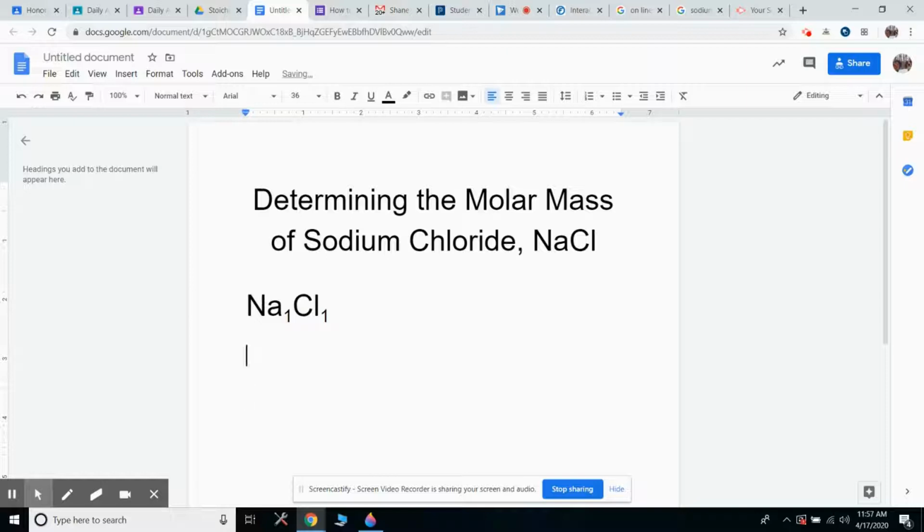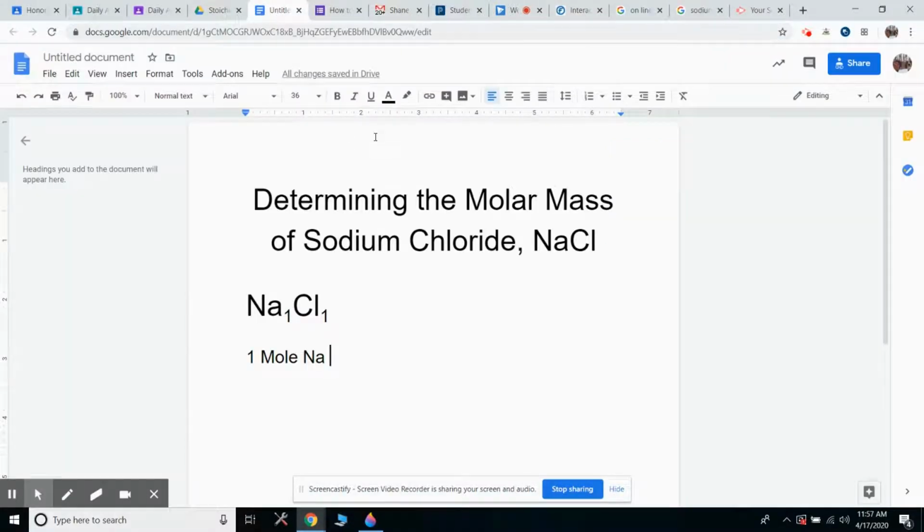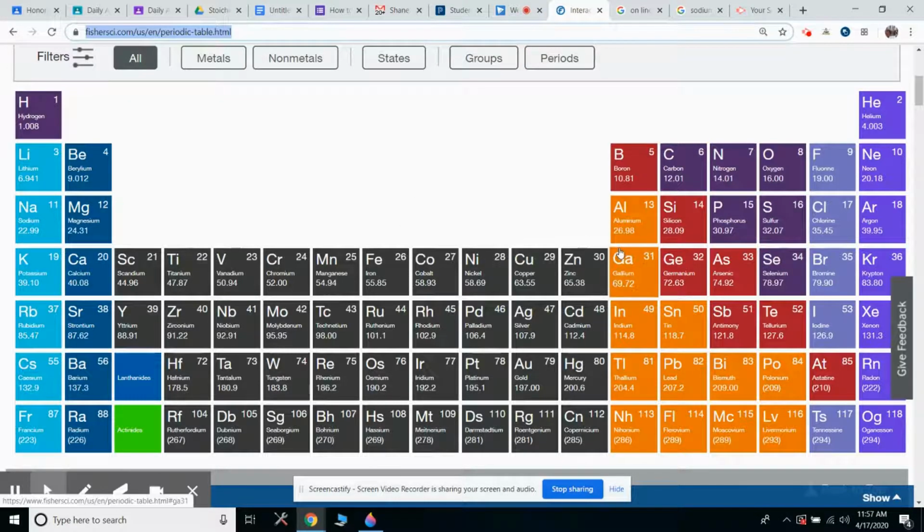So that means that I have 1 mole of sodium, and we can look on our interactive periodic table and find sodium. It's right here. It has a molar mass of 22.99 grams per mole. So I'm going to do 1 times 22.99 grams per mole. And I have 1 mole of chlorine. And we can go to our interactive periodic table and find chlorine. It's right here. It has a molar mass of 35.45.